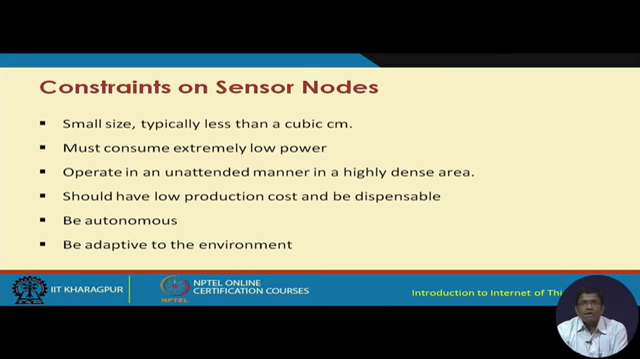Because of their small size, they must consume extremely low power, and they must operate in an unattended manner in a highly dense area. They should be produced at low cost, so production cost should be less, and they should be easily dispensable. They should cost a couple of dollars, a few hundred rupees, and so on. They should be autonomous, able to operate on their own and be adaptive to the environment in which they are operating. If there is some change in the environment, they should be able to automatically adapt to those changes.